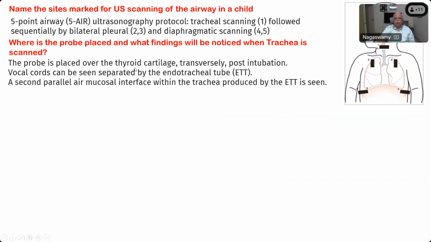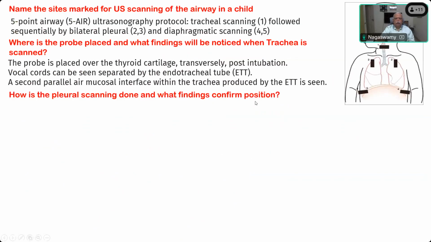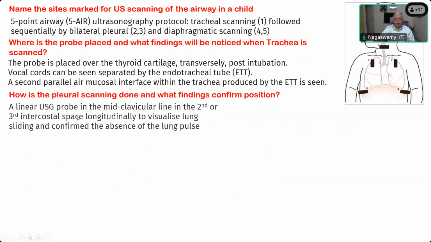The probe is placed transversely over the thyroid cartilage for tracheal scanning. Post-intubation, you can see the vocal cords separated by the ET tube, and a second parallel air mucosal interface produced by the ET tube. How is pleural scanning done and what findings are confirmed? A linear USG probe is placed in the midclavicular line, in the second or third intercostal space, longitudinally to visualize lung sliding and confirm the presence of lung pulse.